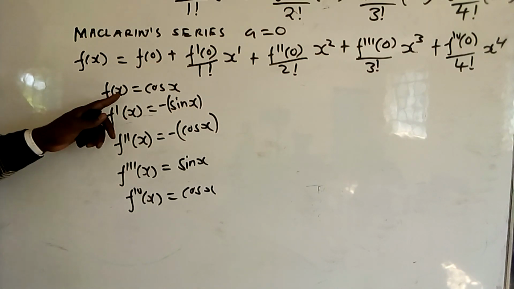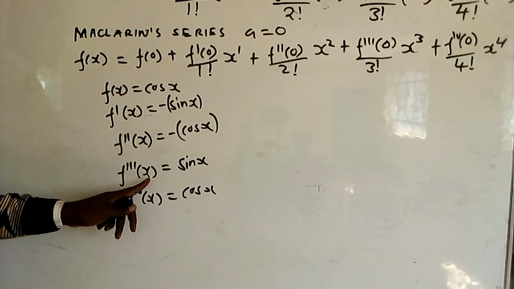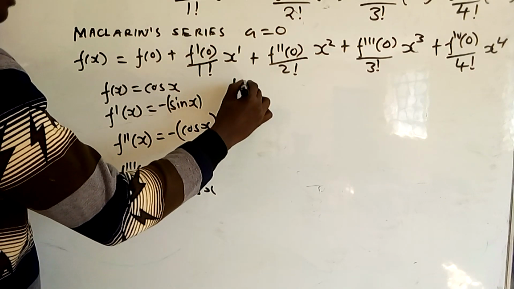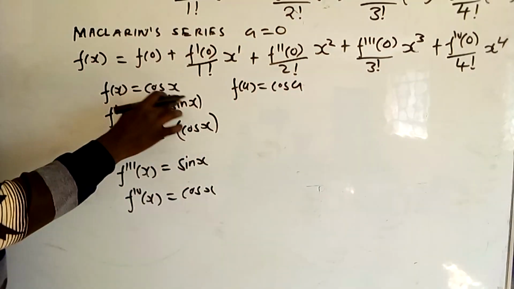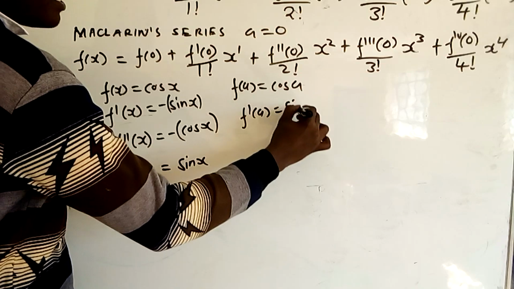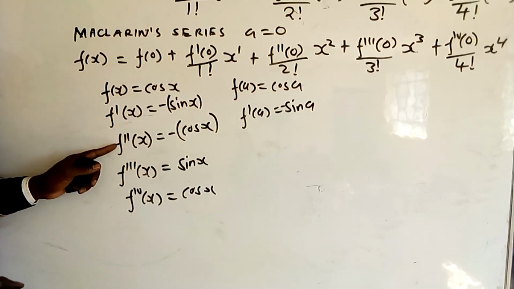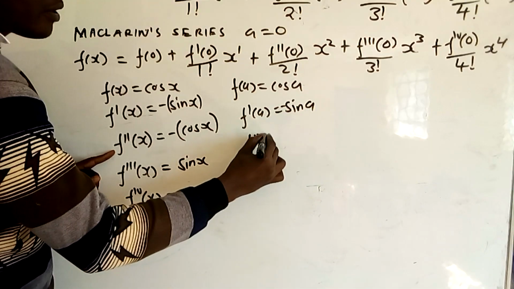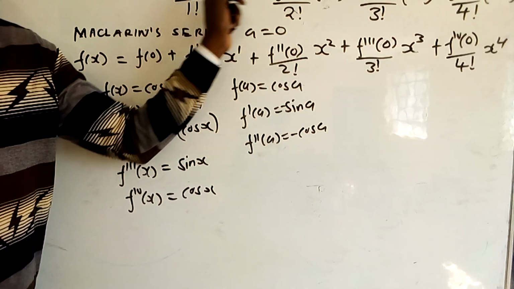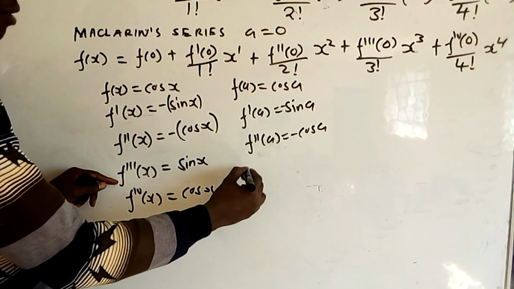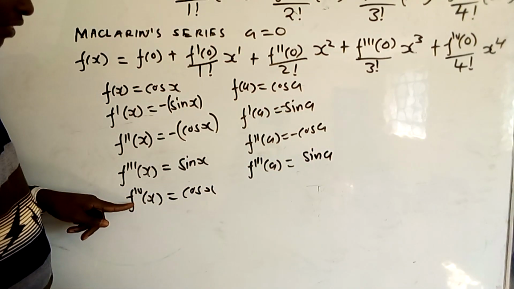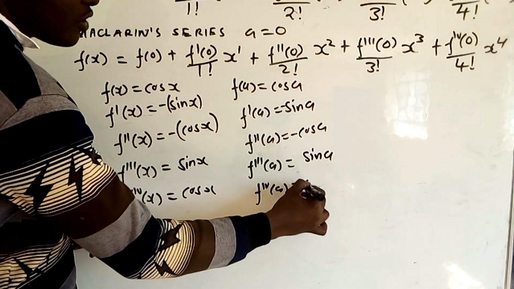Then after that, we need f of a. Where there is x, you put a, isn't it? So f of a is cos a. F prime of a is negative sin a. F double prime of a is negative cos a. Where there is x, you put a, because we are looking for f of a first. Then f triple prime of a is sine a. Then the fourth derivative of a is cos a.